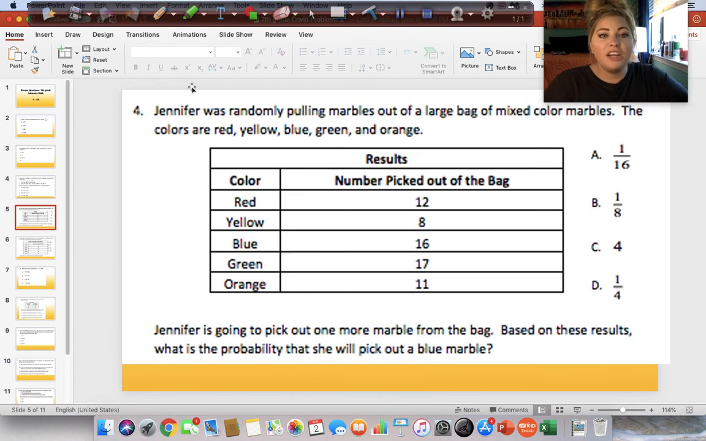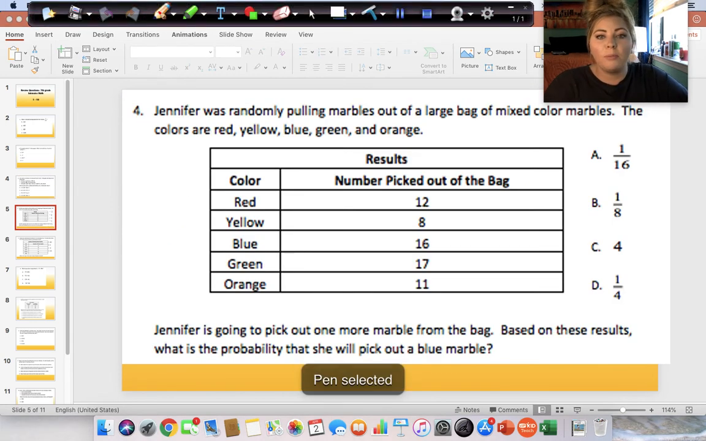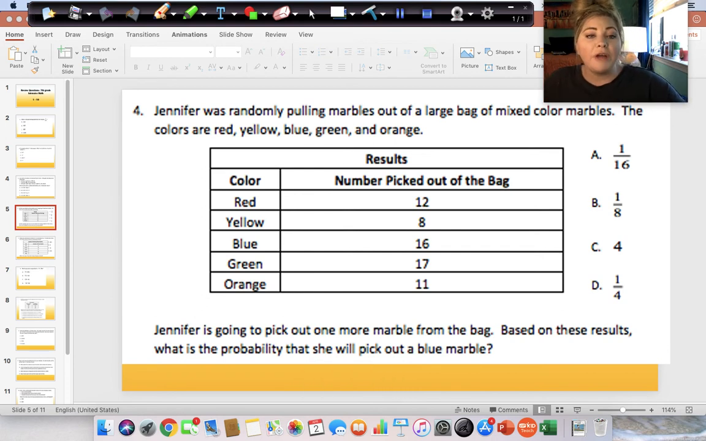Okay, Jennifer was randomly pulling marbles out of a large bag of mixed color marbles. The colors are red, yellow, blue, green, and orange. Jennifer is going to pick out one more marble from the bag. Based on these results, what is the probability that she will pick out a blue marble?